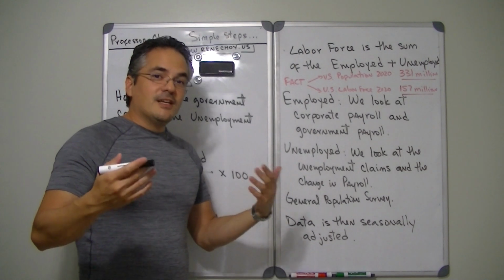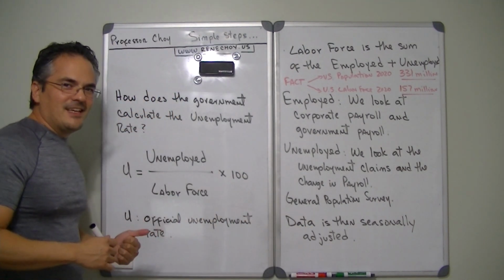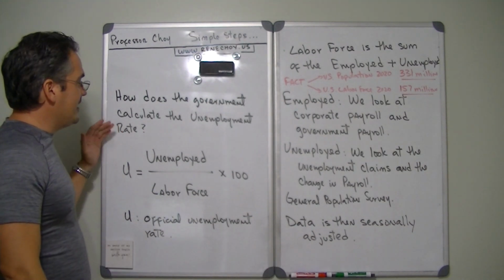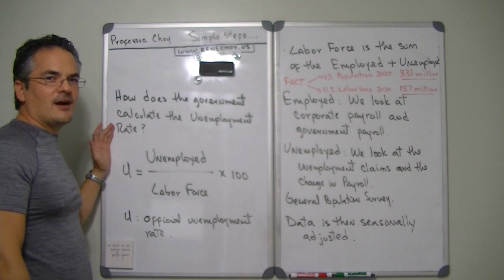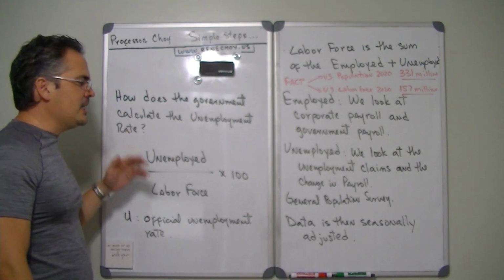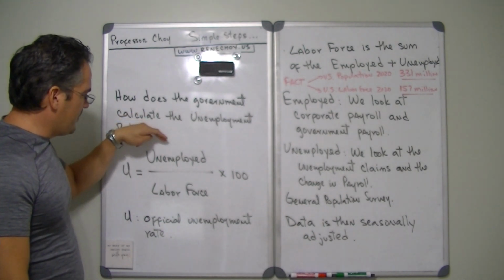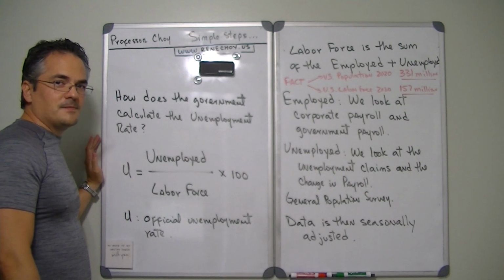So, if you watch the video again, you can get a basic idea of the math that the Bureau of Labor Statistics in the US uses to figure out how to calculate the official unemployment rate in the US, which is really trying to figure out how to put numbers on the numerator and the denominator of this basic formula.